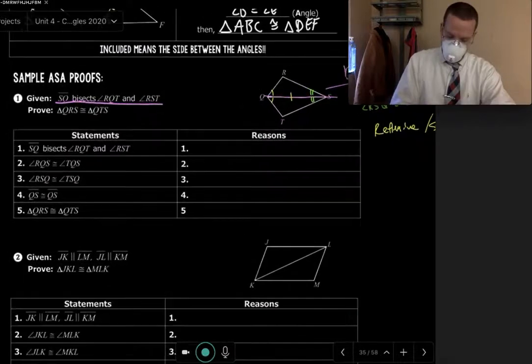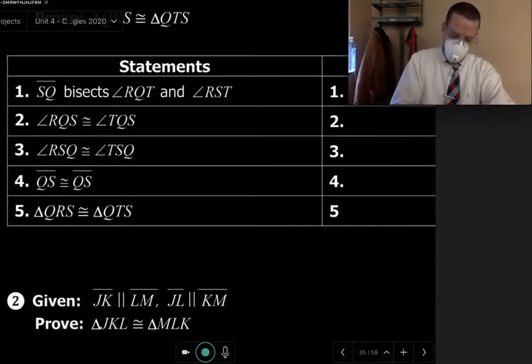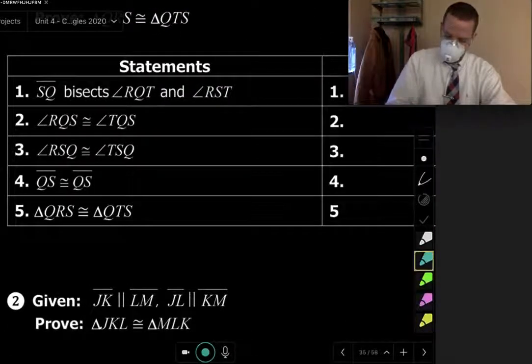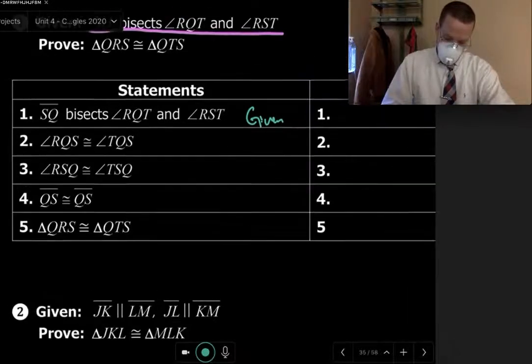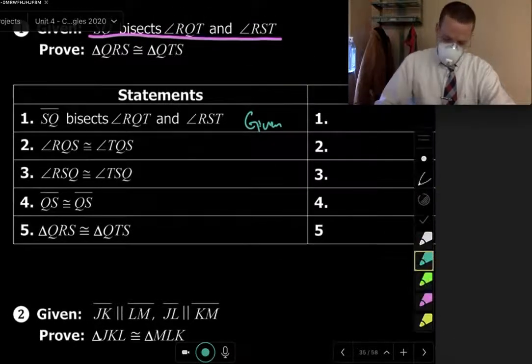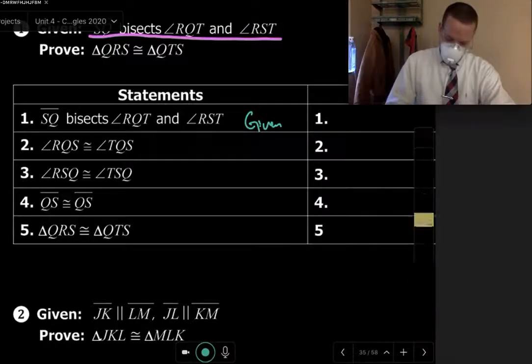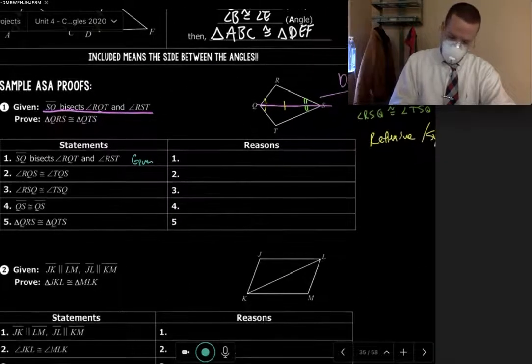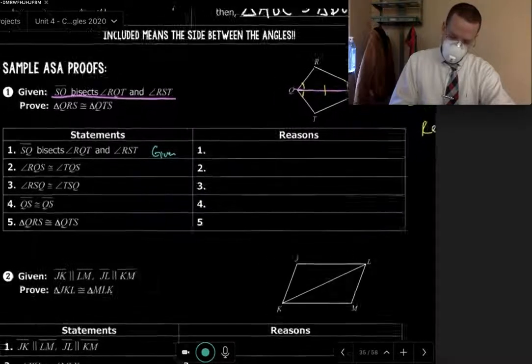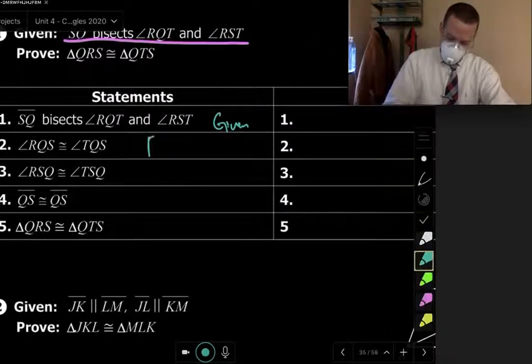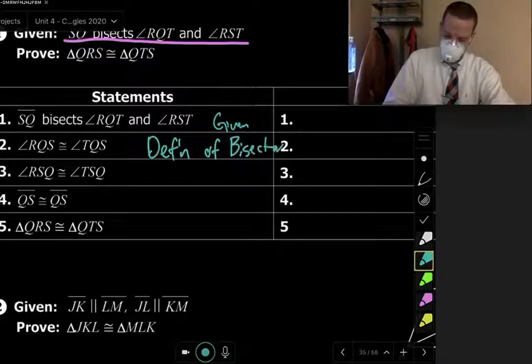So let us look. This bisector is given to us, given, and so we have these two angles are congruent. Hey, isn't that what we said over there? RQS and TQS, they're congruent. Why? That is the definition of a bisector. That's what a bisector does. That's the definition of an angle bisector.